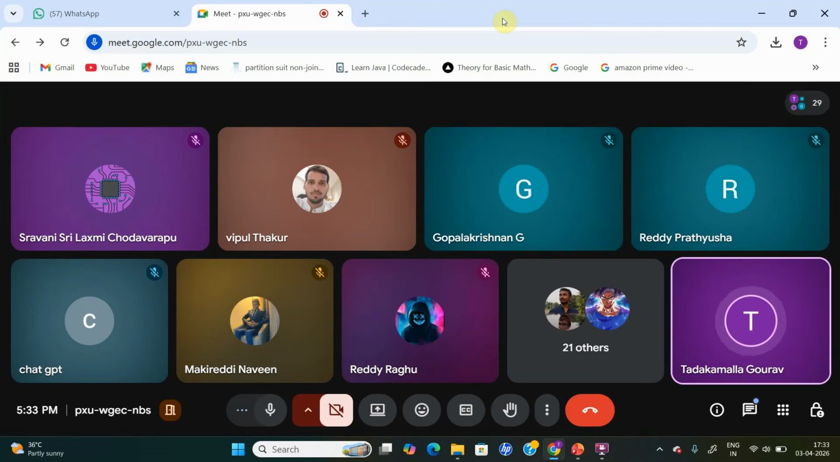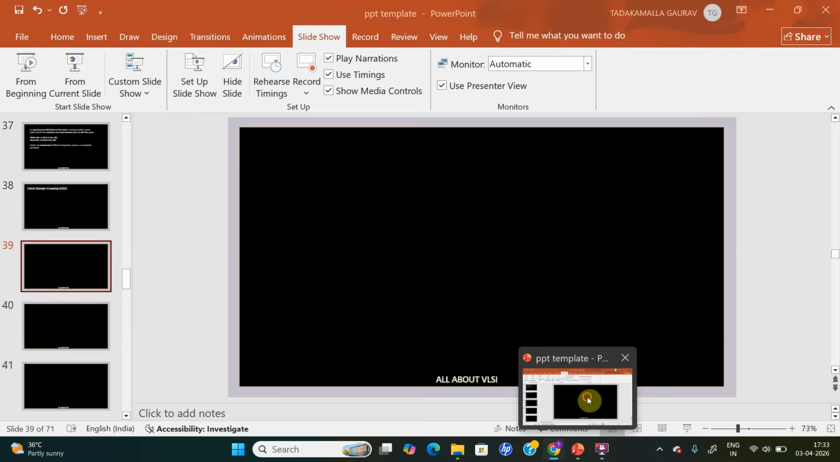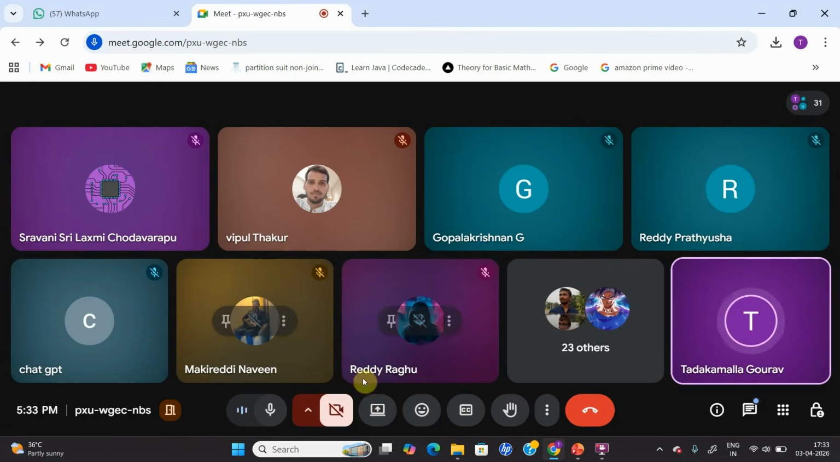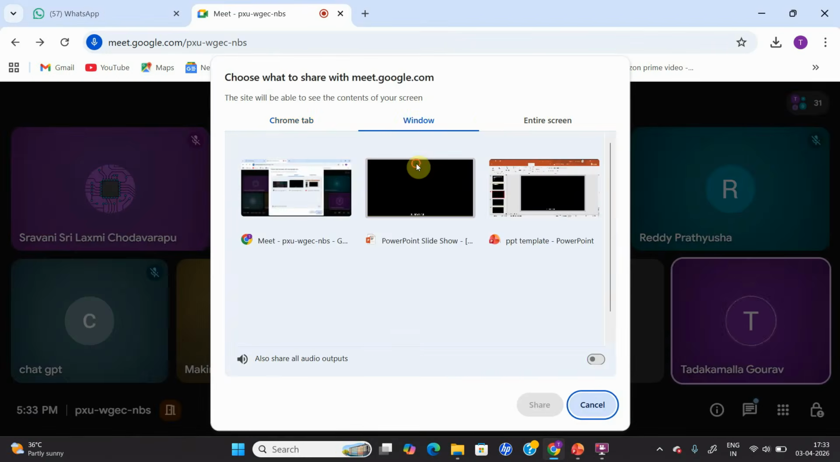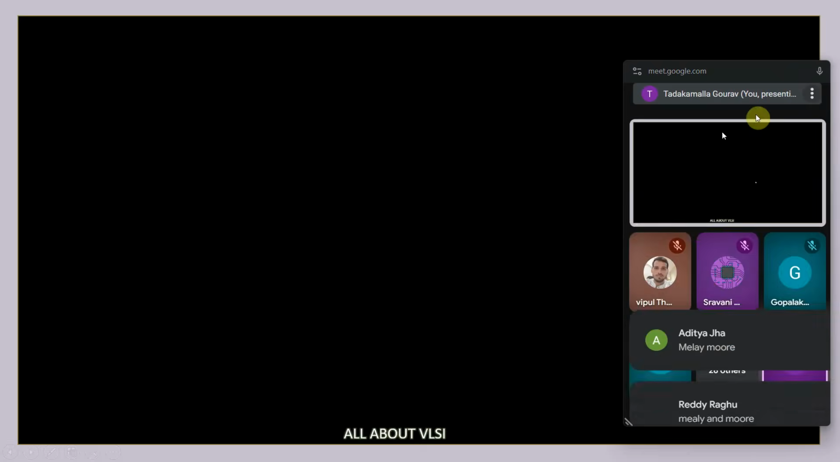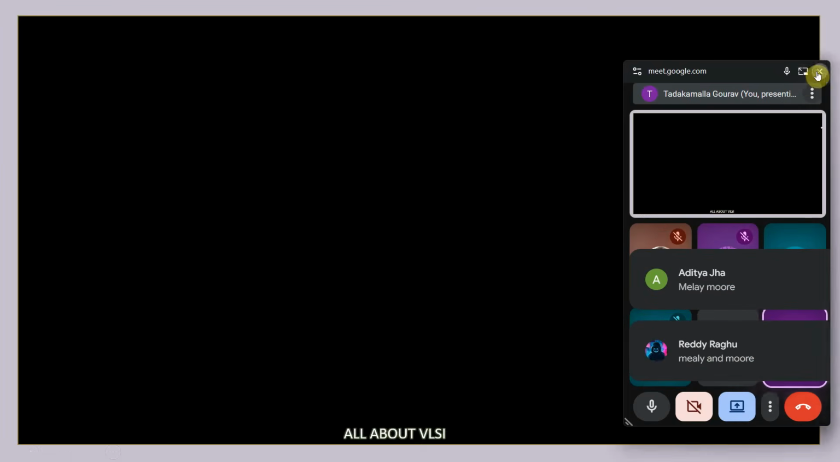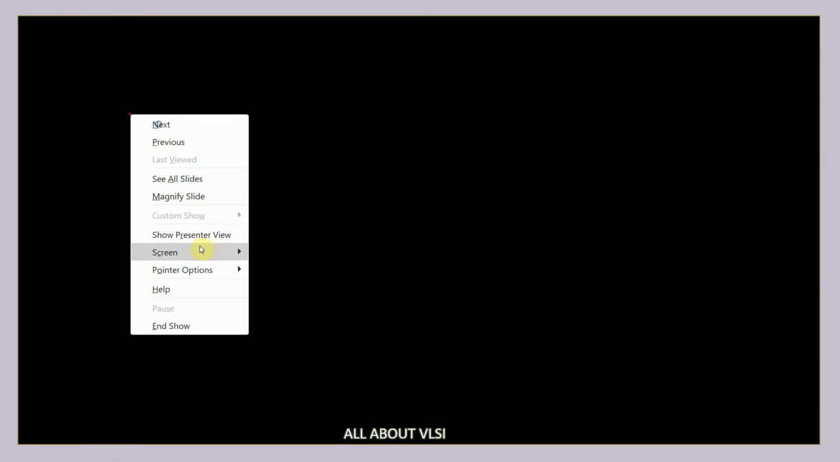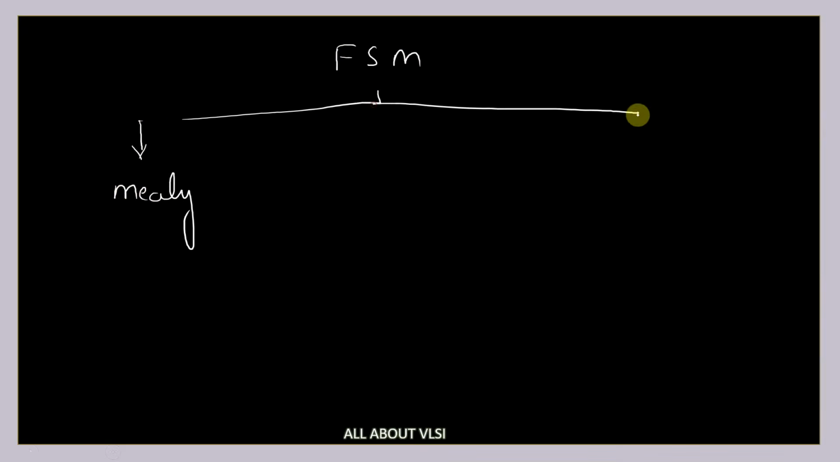So let us start with the basic full form of FSM. It is nothing but finite state machine, right? I think most of you know what FSM means and the categories of FSM. So what are the two different categories we have in FSM? Anyone wants to answer this? Yeah, Mealy and Moore, exactly. So FSMs are basically classified into two types. One is Mealy FSM and another is Moore FSM.